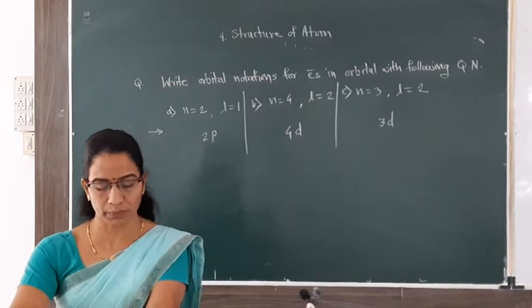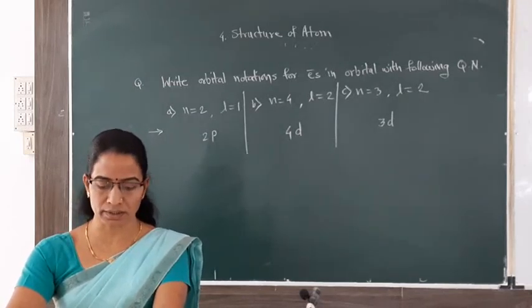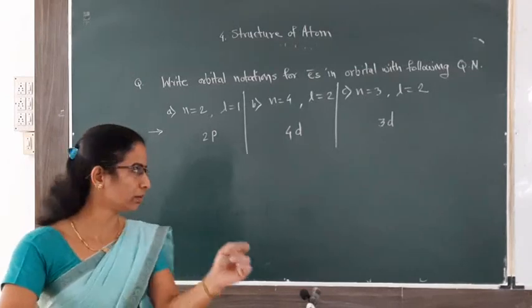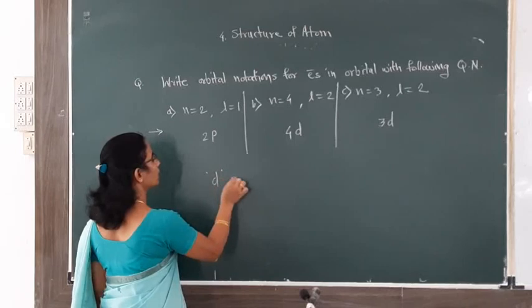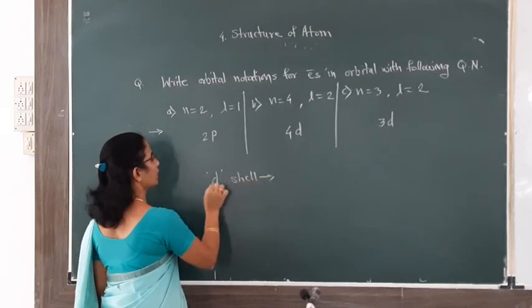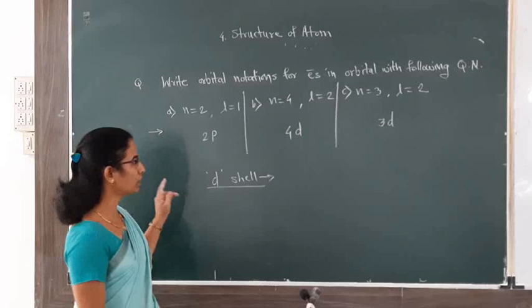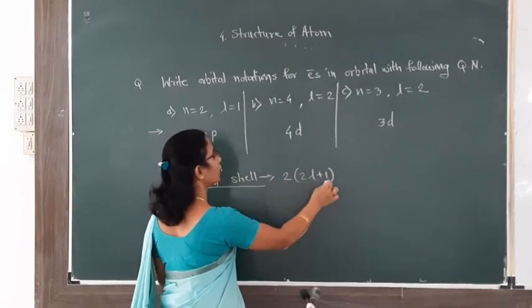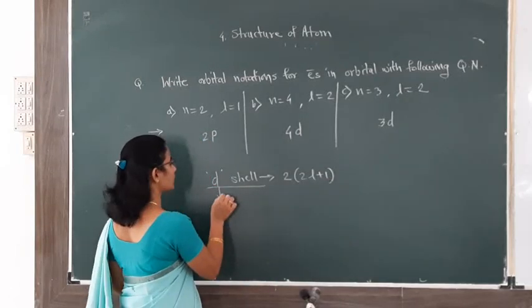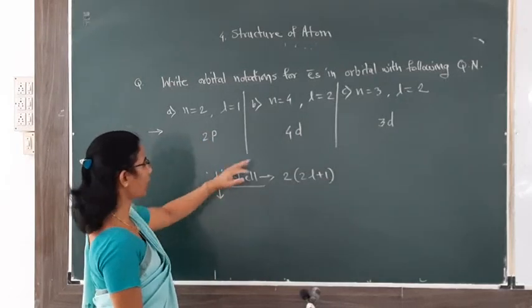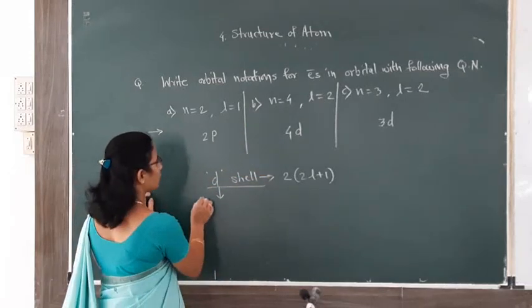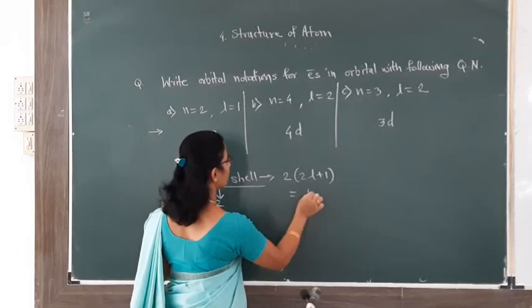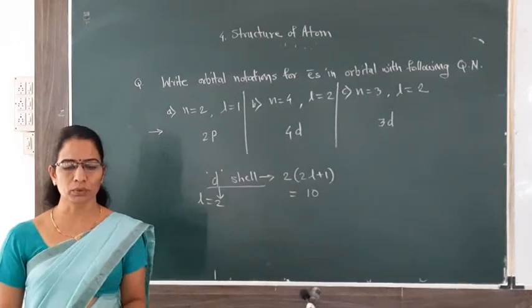In MCQ type of questions, questions are also asked like this. Let's see. The number of electrons present in d shell. Now how many electrons will be there in d shell? d is a subshell. The number of electrons is given with the help of this formula, 2 × (2l+1). And for d subshell, we know what the value of l is. So the total number of electrons present in a d subshell will be equal to 10.